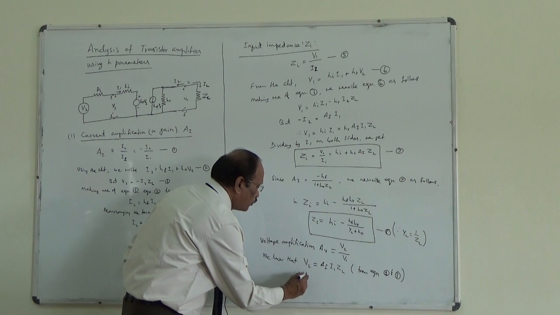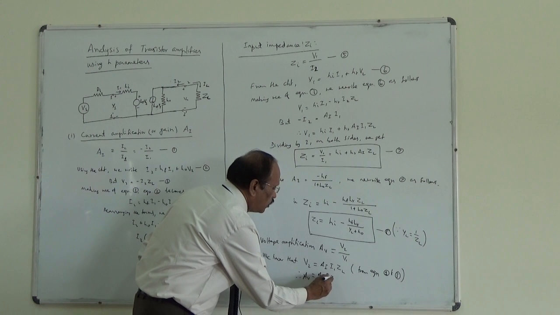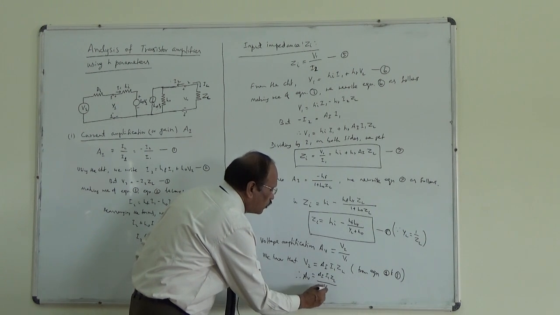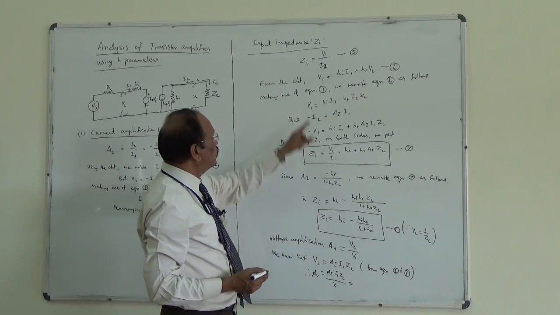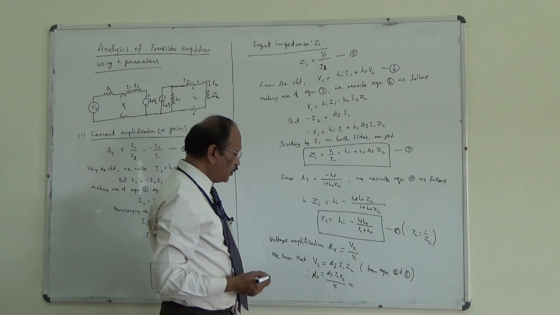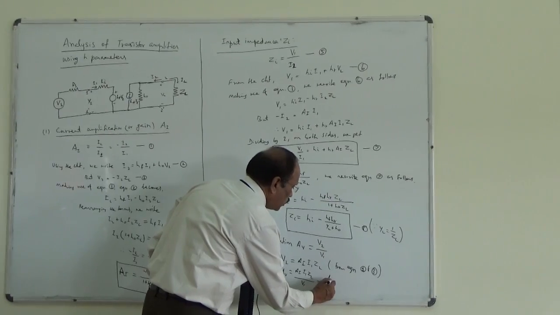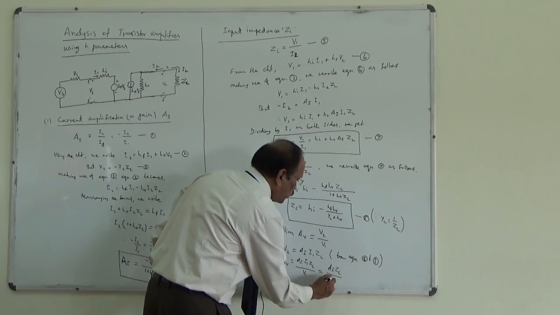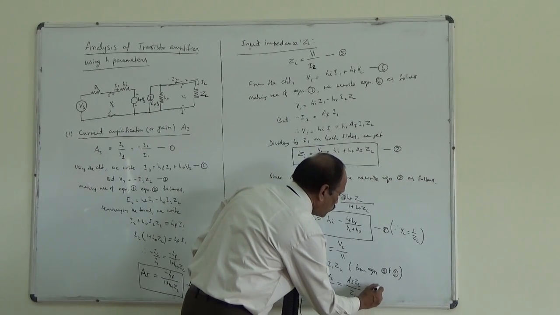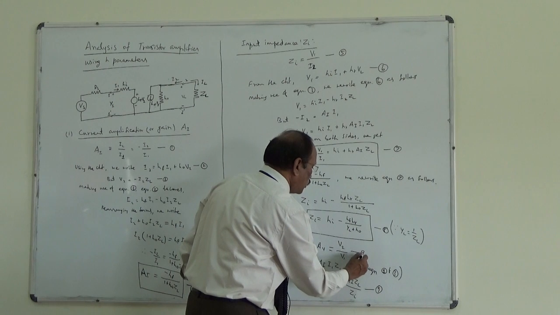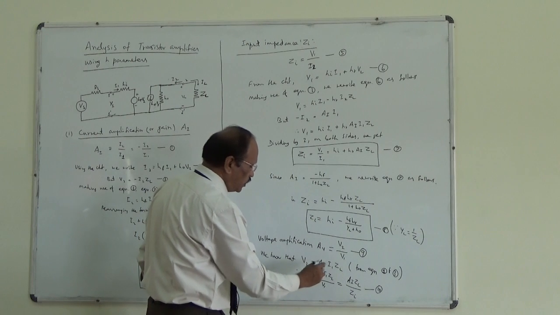Therefore, AV is equal to AI into I1 into ZL by V1. But I1 by V1 is the reciprocal of the input impedance, since V1 by I1 is Zi. So I will get AI into ZL by Zi. This is the general equation for the voltage amplification.